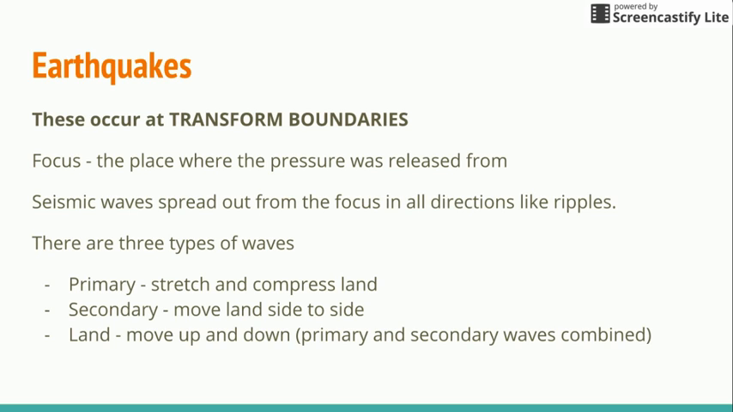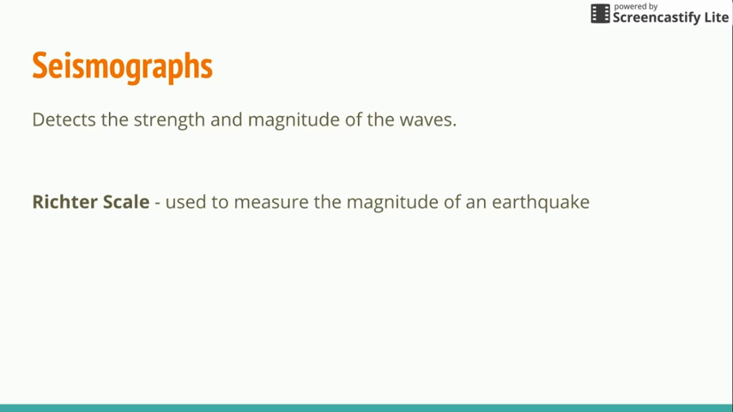There are three different types of waves. There are primary, which stretch and compress land, secondary, which move land side to side, and the land waves, which move up and down. And these are primary and secondary waves that are combined together to create the land waves.